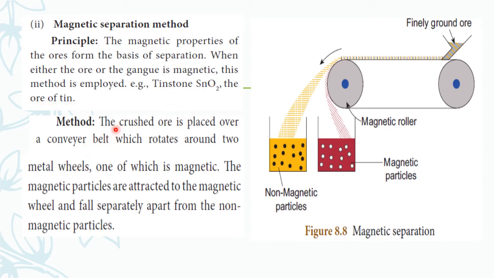Method. The crushed ore is placed over a conveyor belt which rotates around two metal wheels, one of which is magnetic. The magnetic particles are attracted to the magnetic wheel and fall separately apart from the non-magnetic particles.